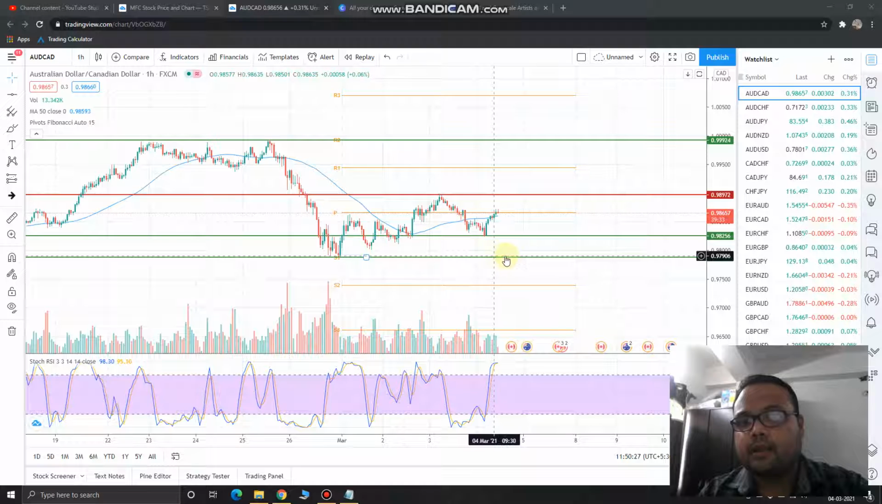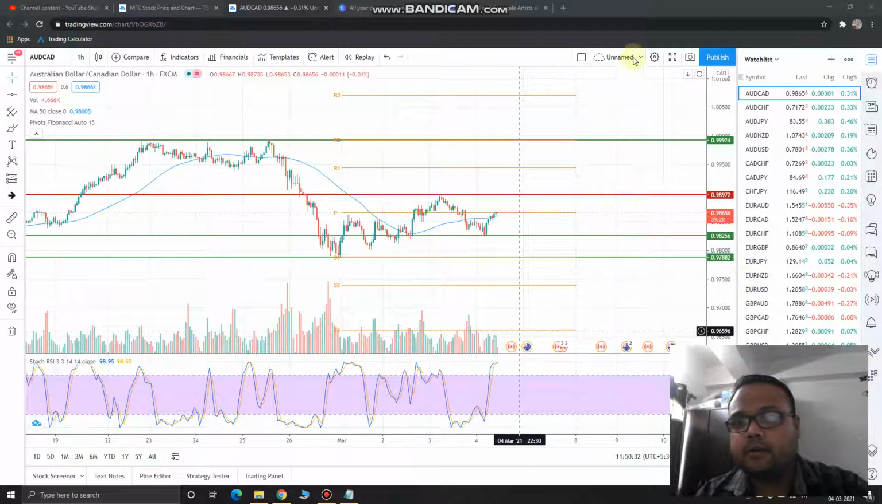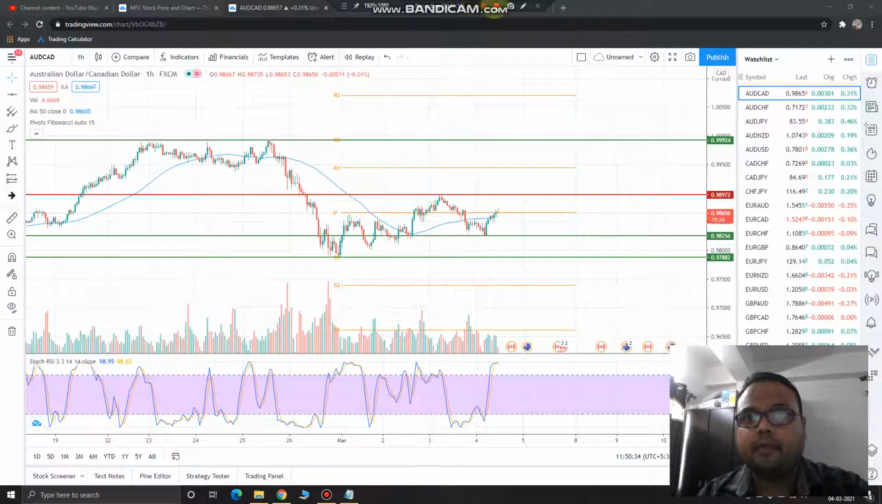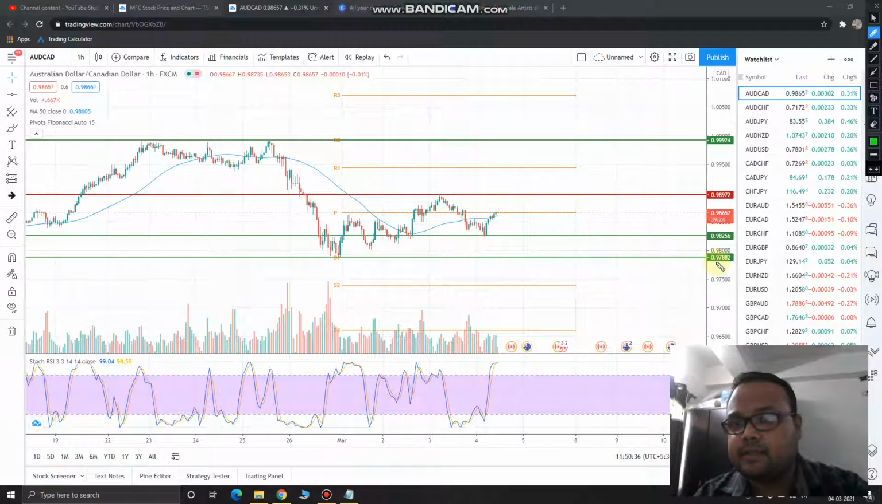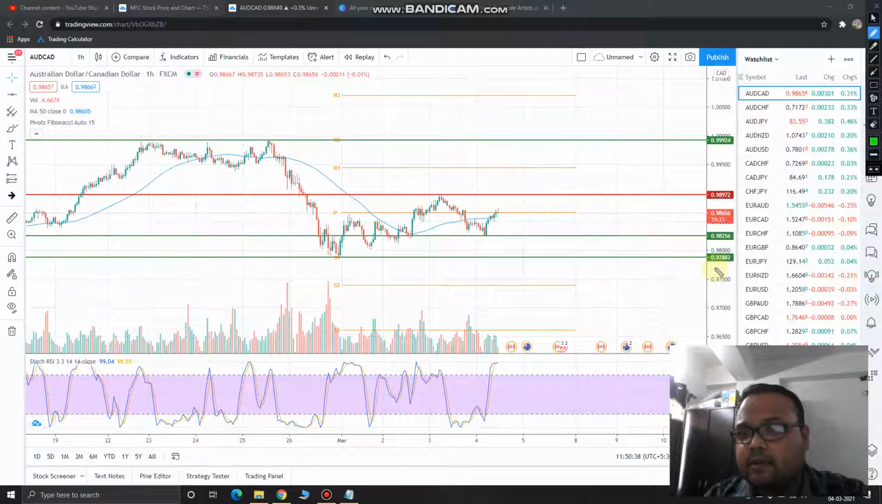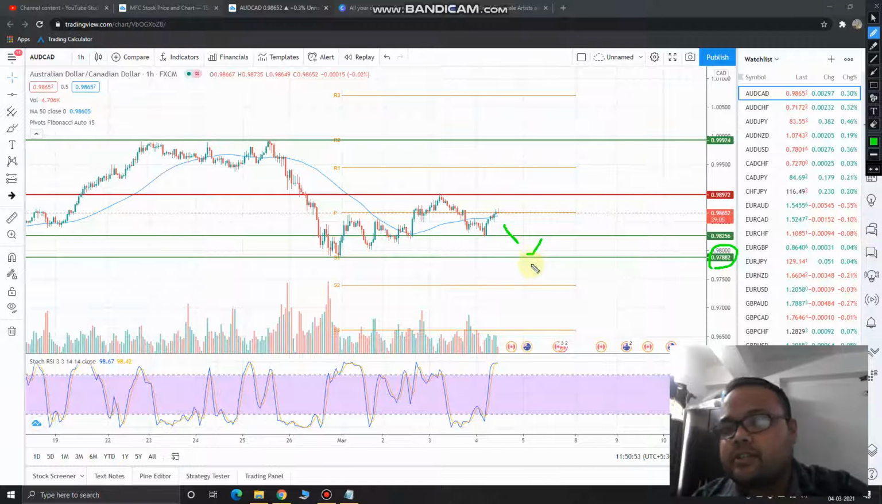If market comes down and hits this level, wait, let me take the pencil. If market hits this level, 0.9788, and if you see some good price rejection from below, then you can initiate a buy order here. If market comes down and you see the market reversing from here with some good volume or price rejection from below, then you can initiate the buy order here.